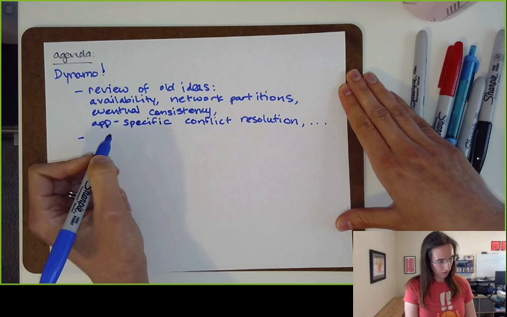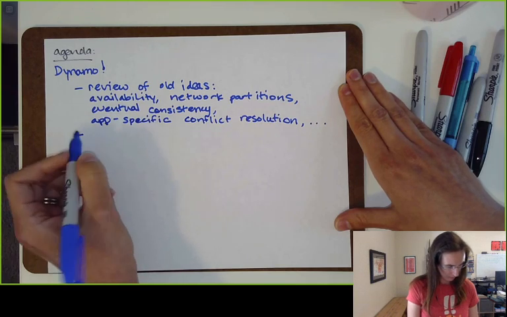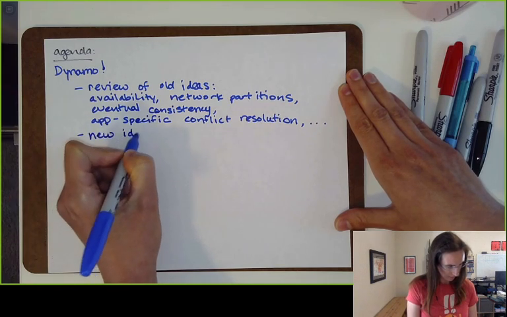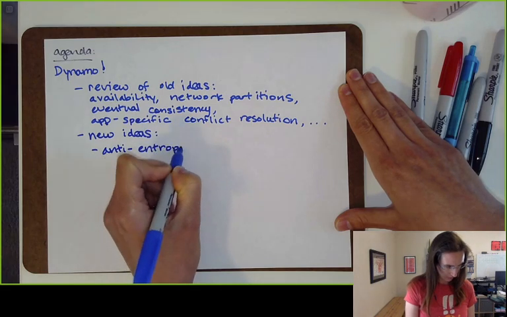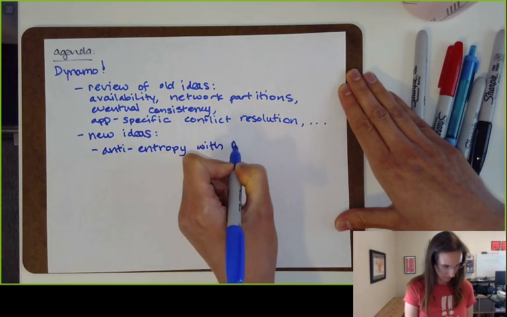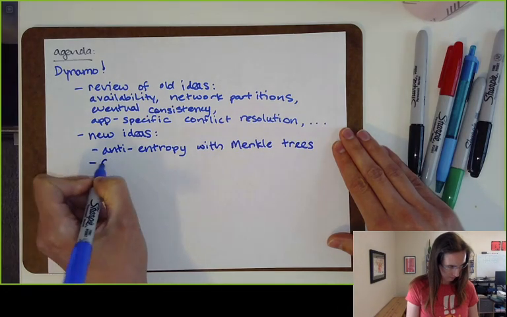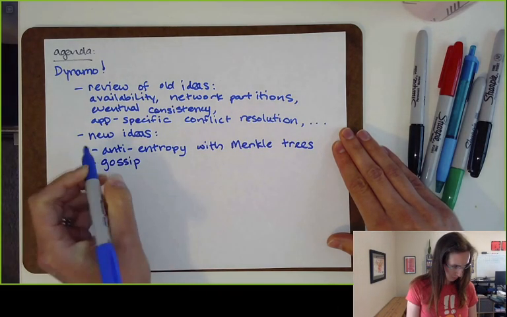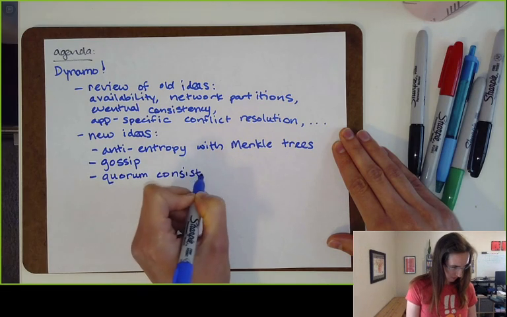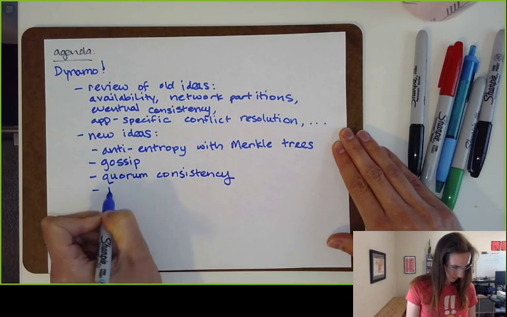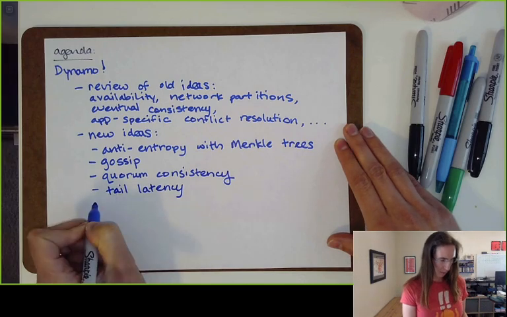and then we'll talk about some new things that we haven't yet discussed in the class, but do come up in the paper. So this will include anti-entropy with Merkle trees, gossip, quorum consistency, tail latency, and then of course there's also more, but I think that's about what we'll have time for today.